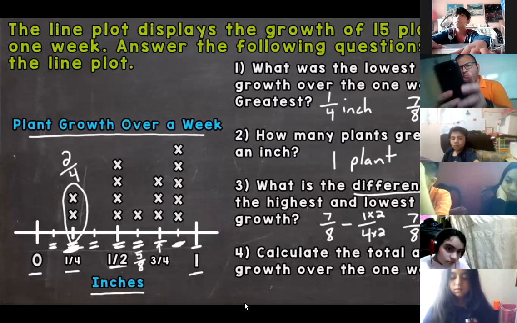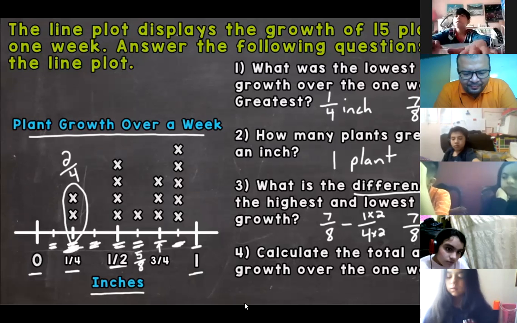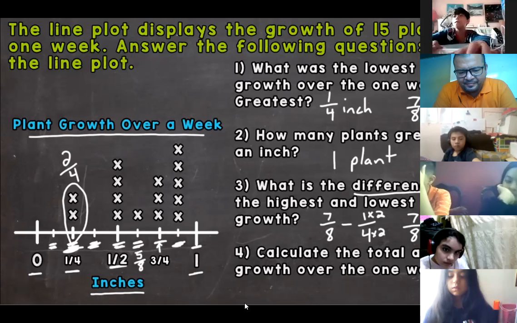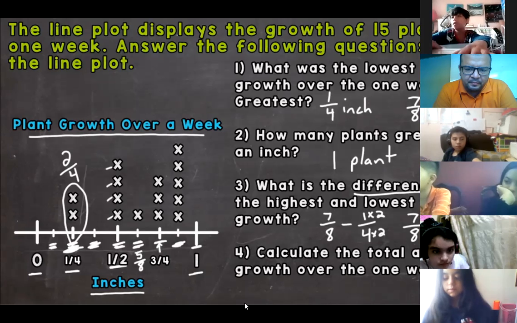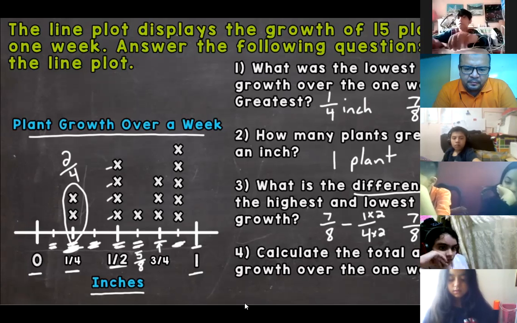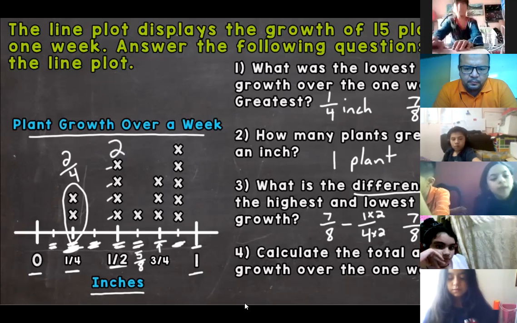Next, we can skip 3/8 of an inch. There's no x there. So we go to 1/2. And we have 1, 2, 3, 4, 1/2 growth. So that's a half plus a half plus a half plus a half, which is 2 whole inches. So right now we're at 2 2/4.